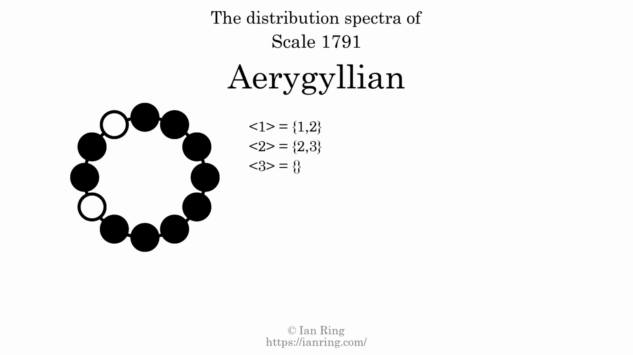The generic interval of 3 scale steps comes in 3 different specific interval sizes: 3 semitones, 4 semitones, and 5 semitones. The spectrum width of this generic interval is 2. The generic interval of 4 scale steps comes in 3 different specific interval sizes: 4 semitones, 5 semitones, and 6 semitones. The spectrum width of this generic interval is 2.